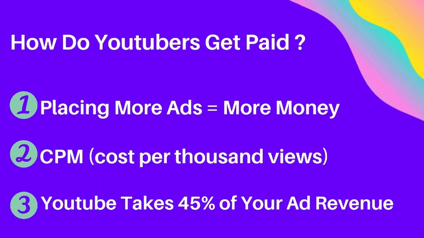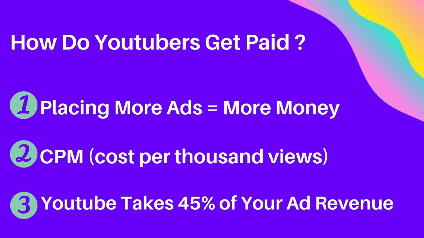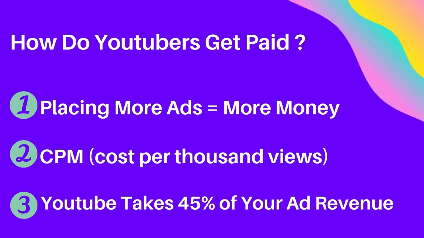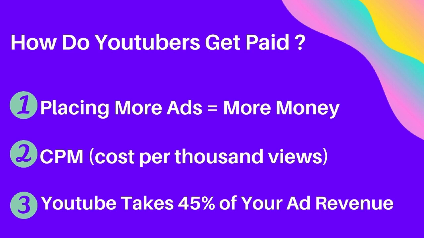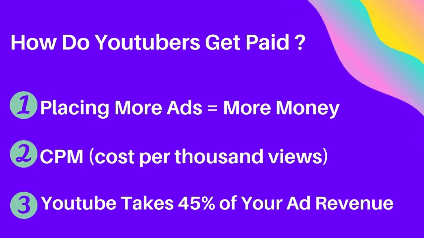Now let's get started. So how do YouTubers get paid? They make money by placing ads on their videos, and placing more ads equals more money they can make on their videos. The second thing is CPM. It means the cost per 1,000 views. It is the amount advertisers pay to have their ad in your video, and they spend on average $4 per 1,000 views, and it's calculated based on how many people watch the video and from where they are watching.